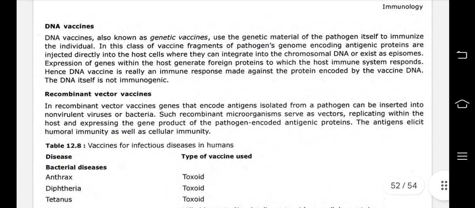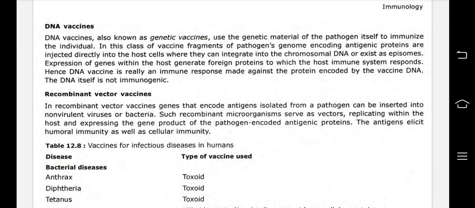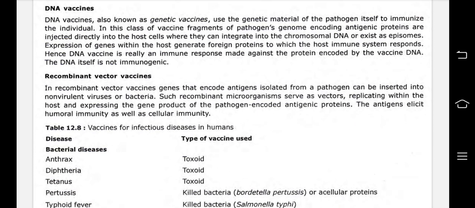DNA vaccines, also known as genetic vaccines, use the genetic material of the pathogen itself to immunize the individual. In this class of vaccine, fragments of the pathogen's genome encoding antigenic proteins are injected directly into the host cell, where they can integrate into the chromosomal DNA or exist as episomes. Expression of genes within the host generates foreign proteins to which the host immune system responds. Hence, a DNA vaccine is really an immune response made against the protein encoded by the vaccine DNA. The DNA itself is not immunogenic.